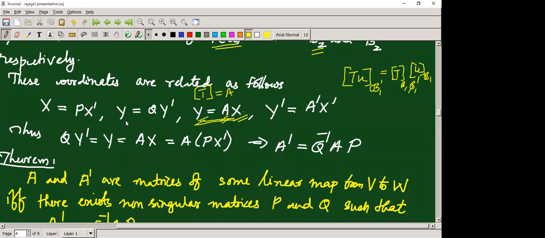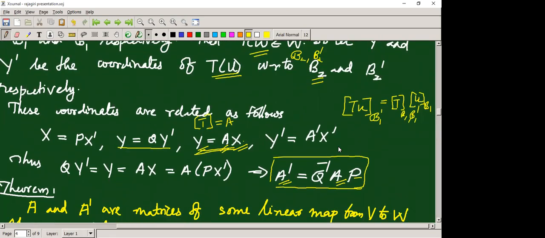Thus QY dash. So this QY dash is equal to Y, which is equal to AX, which is equal to A into PX dash. So from this you will get A dash is actually Q inverse into AP. So what are A dash and A? A dash and A represent the same linear transformation with respect to two different pairs of choices of bases. So A dash is equal to Q inverse into AP. So P is actually the transition matrix from B1 to B1 dash, and Q is the transition matrix from B2 to B2 dash.